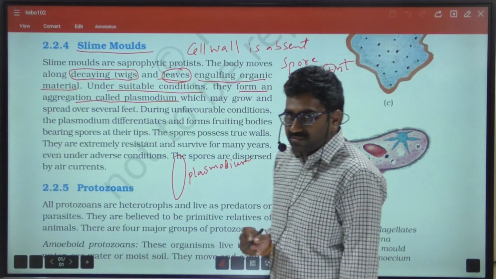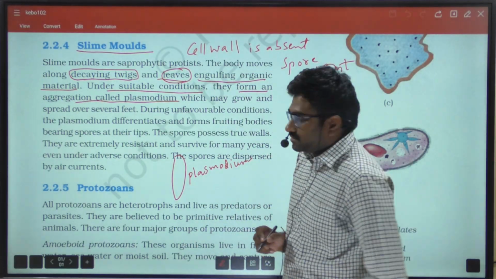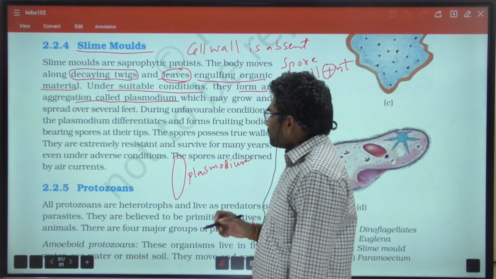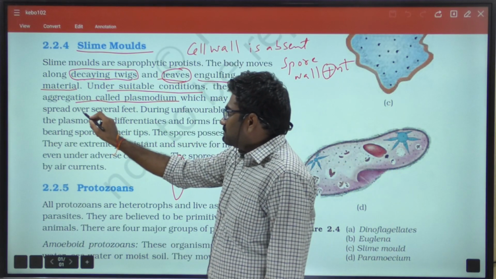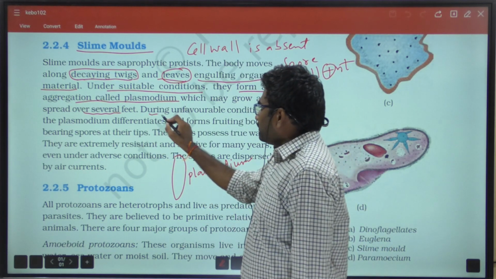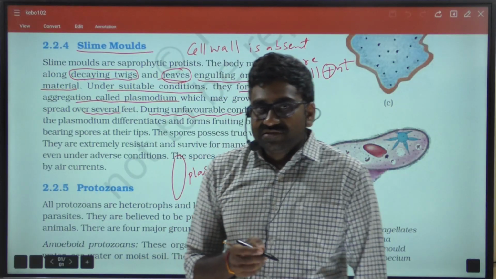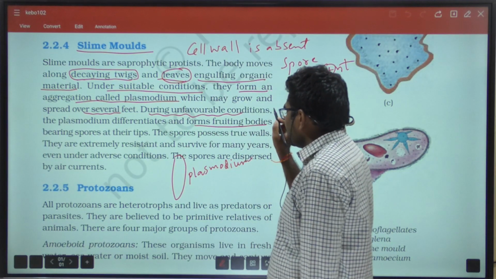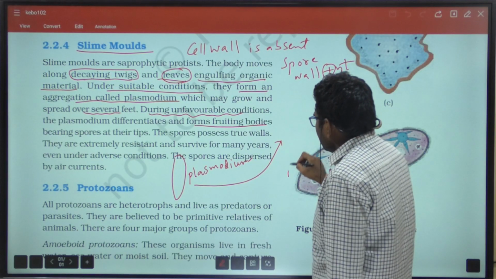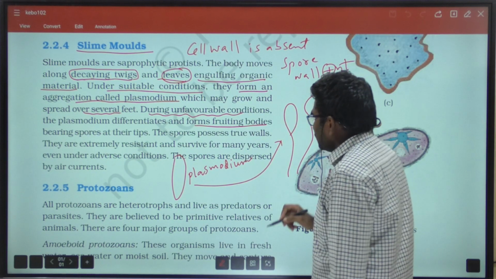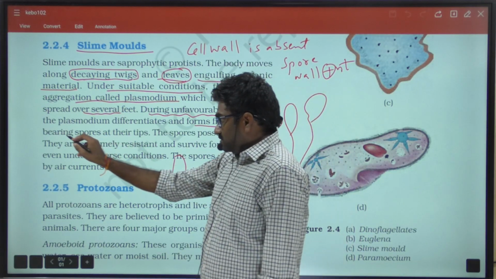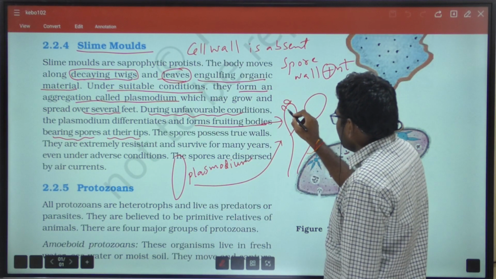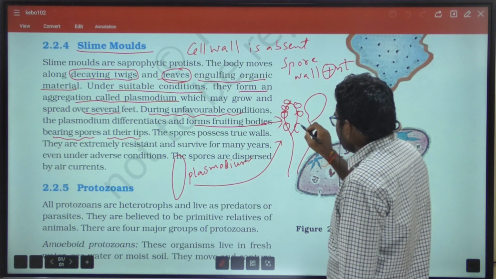Under suitable conditions, very important for a 2 marks question in IB. Under favorable conditions, slime molds form plasmodium, which may grow and spread over several feet. During unfavorable conditions, this plasmodium differentiates and forms fruiting bodies. These fruiting bodies bear spores at their tips.